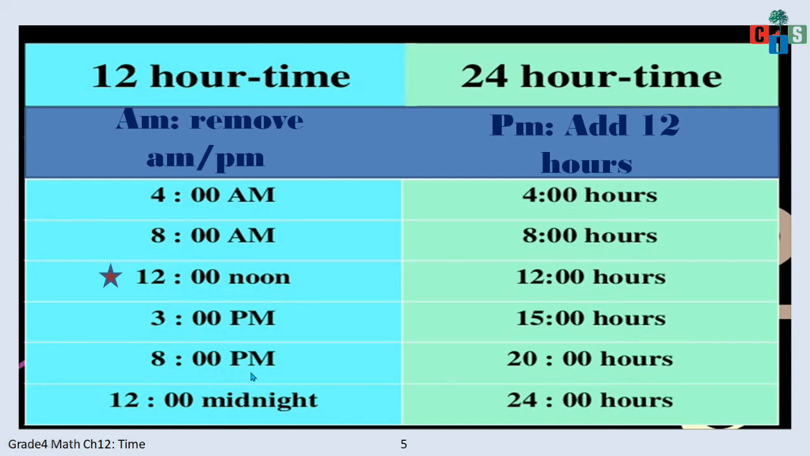It's 8 p.m. Now for the PM we have a rule that we will add 12. So add 12 to 8, you will get 20. So it's 20 hours and we will remove this PM. PM will change to hours.